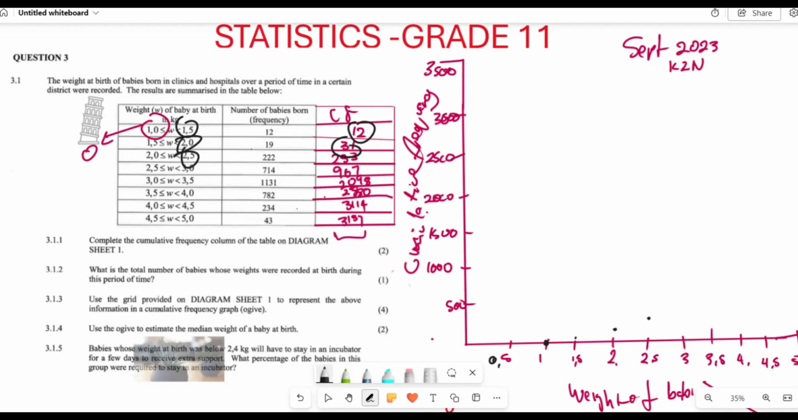And then now from here, it's going to be 3.0 and your 967, right? So 3.0 and 967. It's now somewhere here, it's almost somewhere here. And then the other one, it's 3.5 and 298, right?